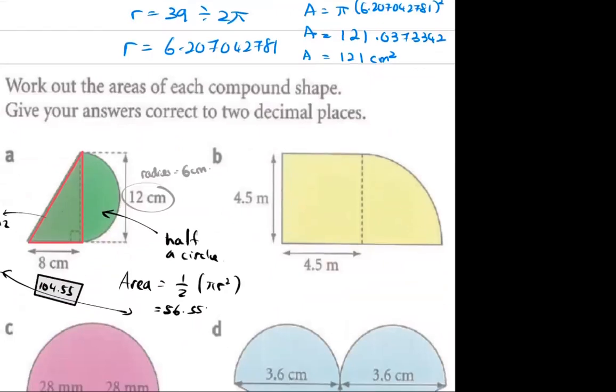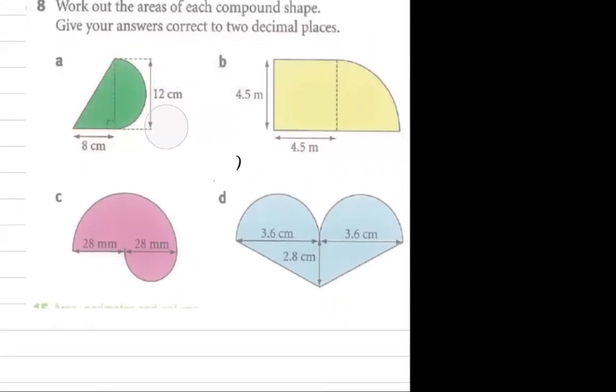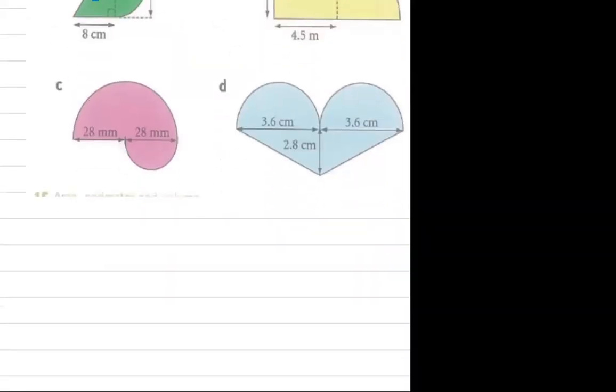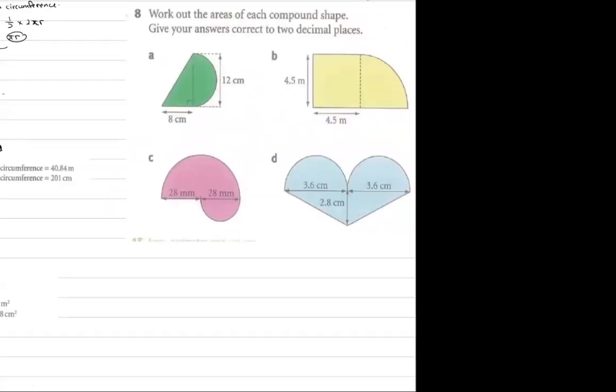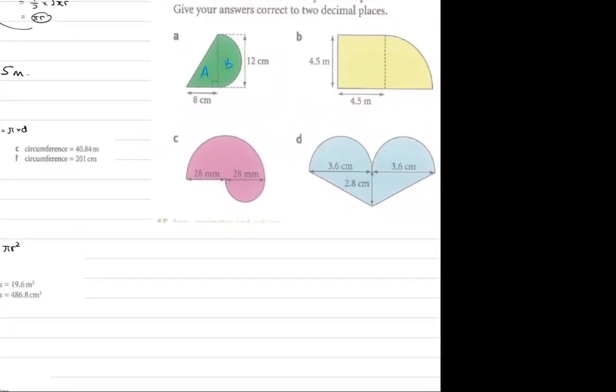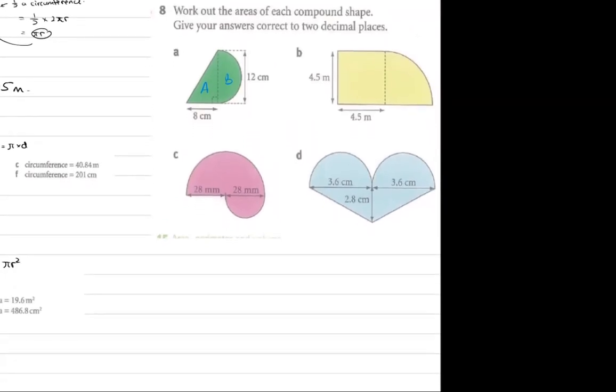Area. Now we have to work out compound shapes. So as you can see, the first one here is actually a triangle and a semicircle. So you can just write A and B. Area A, area B. We're looking for areas of each compound shape. So for 8A, shape A is a triangle, so half times base times height, 48 centimeters squared. And area for B is a semicircle, so pi r squared divided by 2.